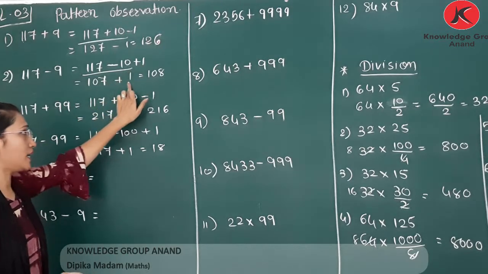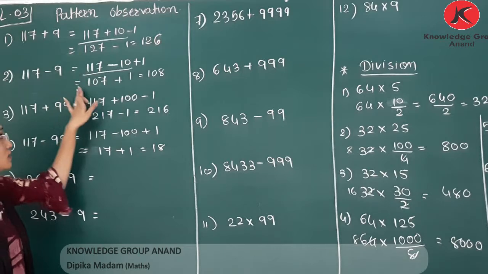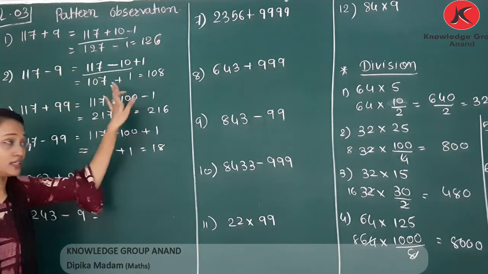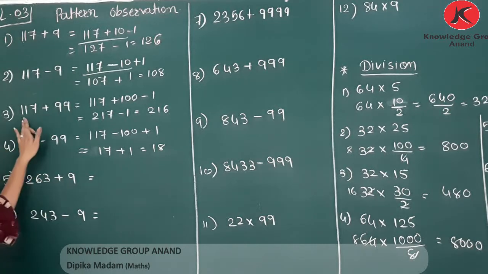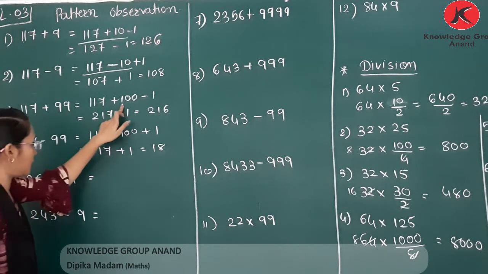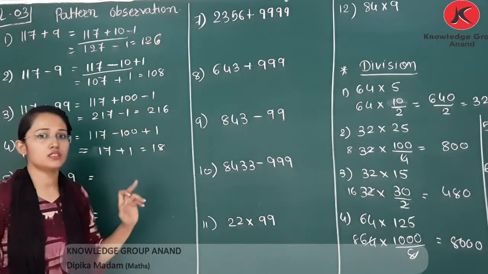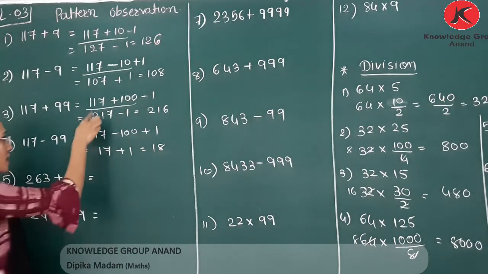107. After that add 1, so it is 108. So you can see with these two steps subtraction and addition become easier. Next is 117 plus 99. Plus 99 can be represented as 100 minus 1. So now we will solve these two first.